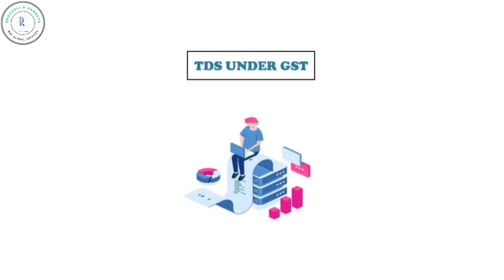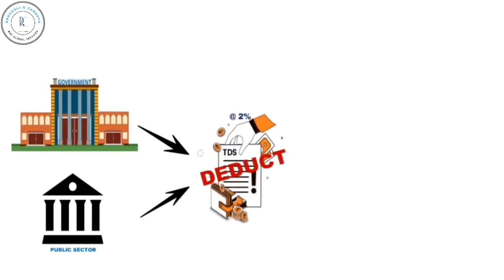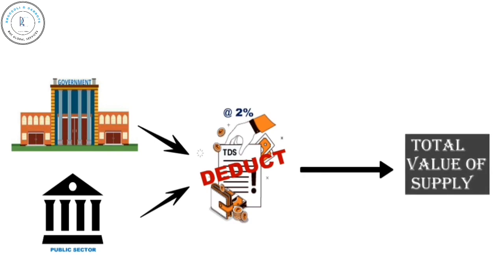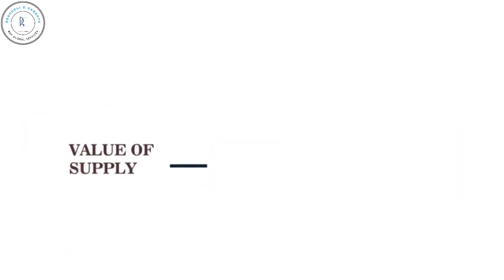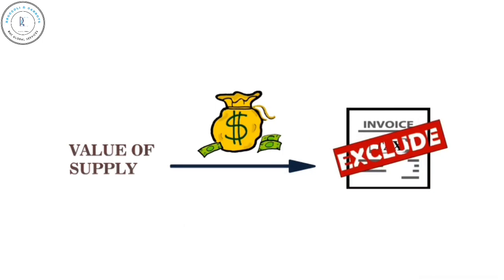Today we shall be discussing the concept of TDS under GST. Government entities and public sector undertakings are liable to deduct TDS at 2% if the total value of supply under an individual contract exceeds 2,50,000 rupees. The value of supply is to be taken as the amount, excluding the tax indicated on the invoice.